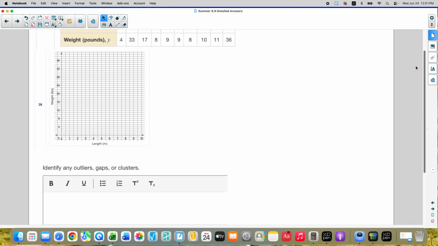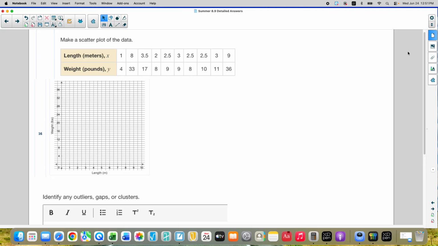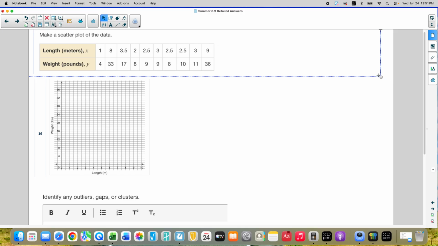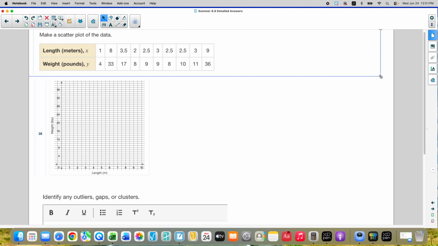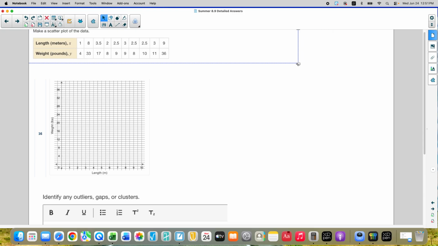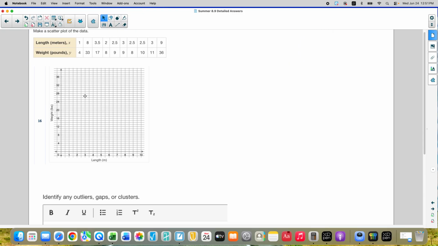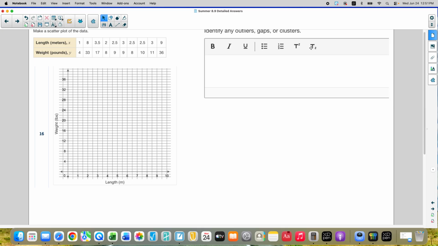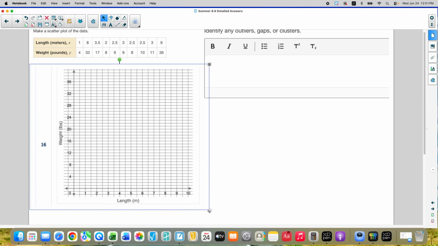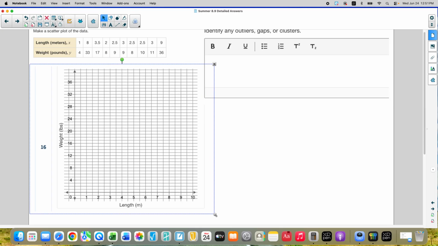Identify any outliers. What are we graphing? Okay. Actually, I kind of would like that. Let's make this smaller, but this bigger. And we can move this over here so we get a little bit more size. All right, let's graph those.